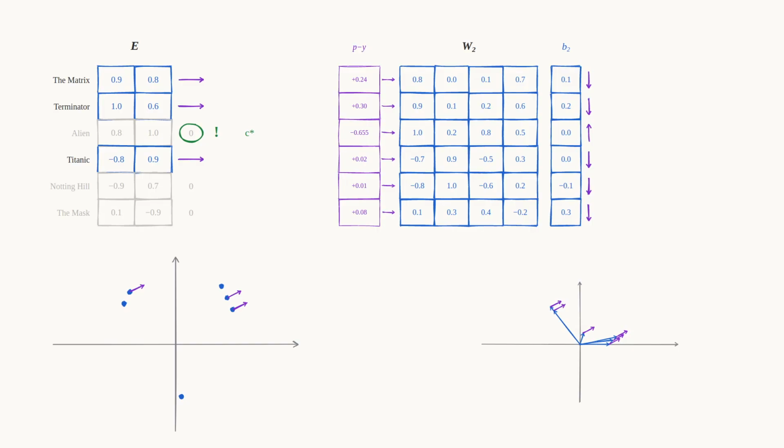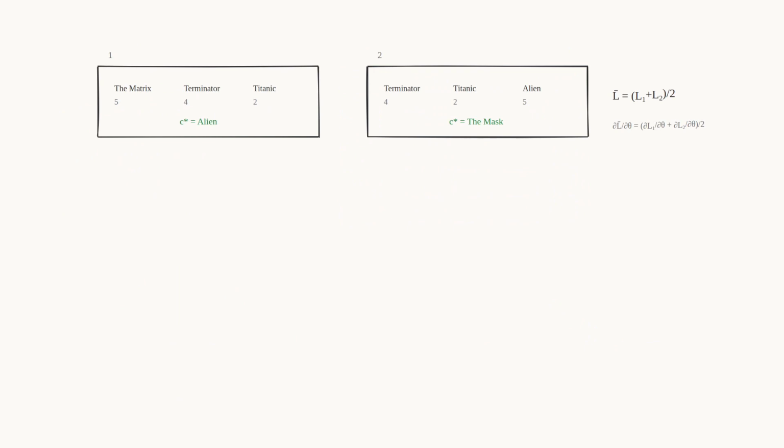All of this is the nudging from one single example. But an example is a noisy advisor. It pulls the map toward itself, personally. The next step is to learn to listen to examples in chorus. In practice, a step is taken not on one example, but on a bundle of them, called a mini-batch. Take our bundle of two. The first example with the answer alien, the second with the answer, the mask.